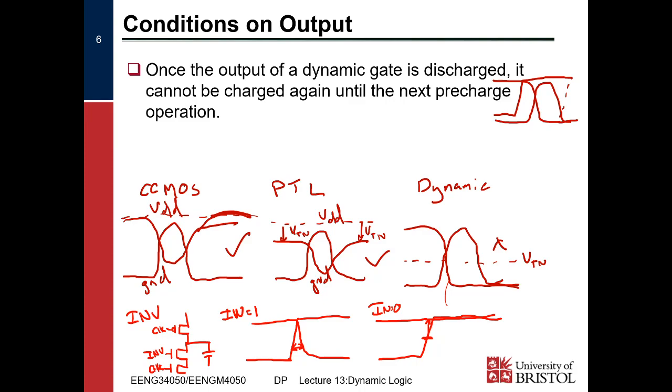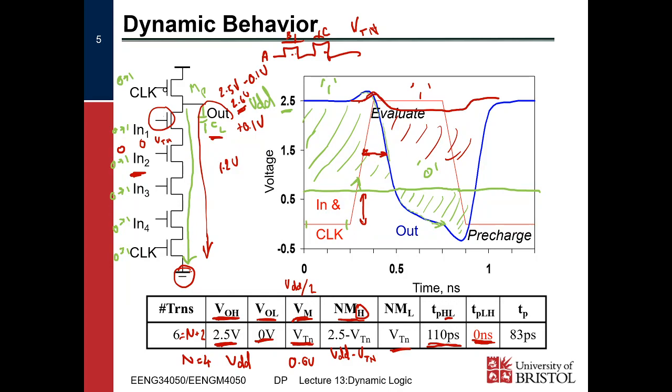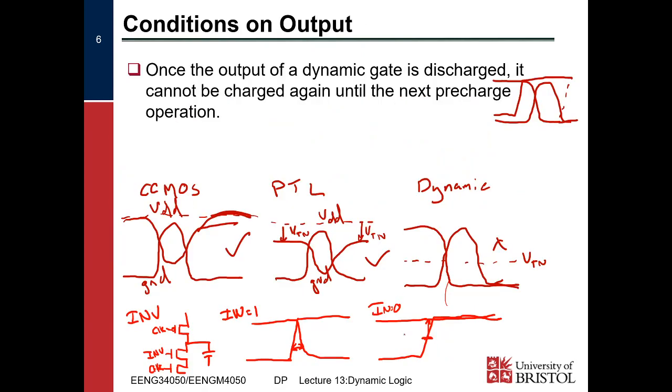Quickly from the other chat, the question I'm answering at the moment is why is the TPLH, so the low to high propagation delay, 0 nanoseconds, right? That's what the question was, why is that the case? And the case is because we've got our output already charged at the start, okay? So the time for it to go high, because it's already high, is 0.